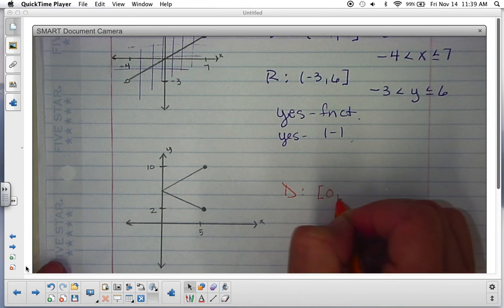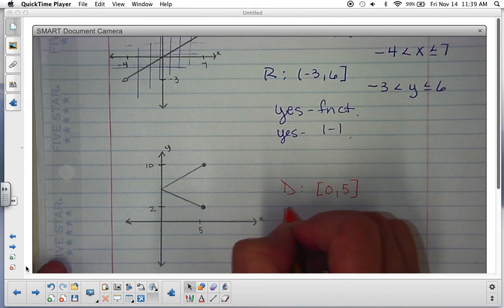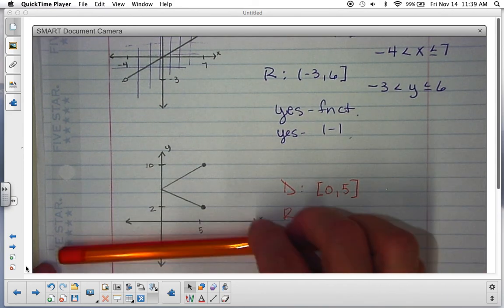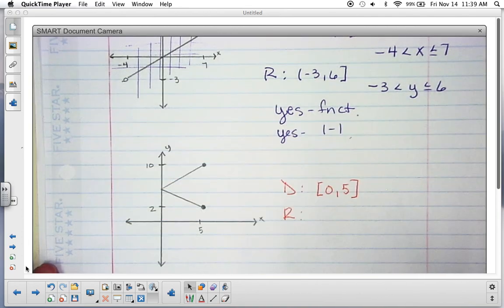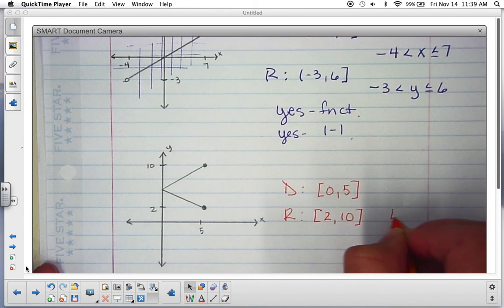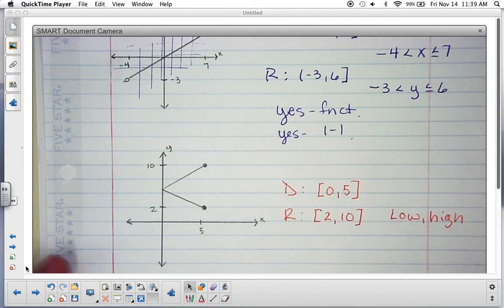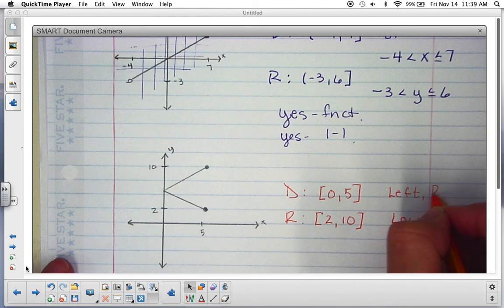I really prefer the interval notation because I just think it's easier to write. Range here is running from 2 all the way up to 10. It's just the low number to the high number on the range. So let's write that down in case that's easier for you to realize. Low to high on the range, left to right on domain.